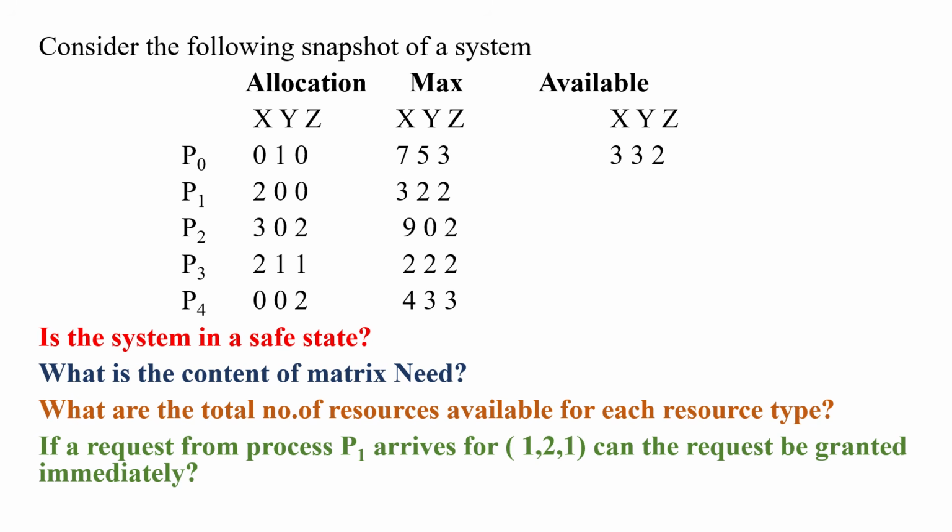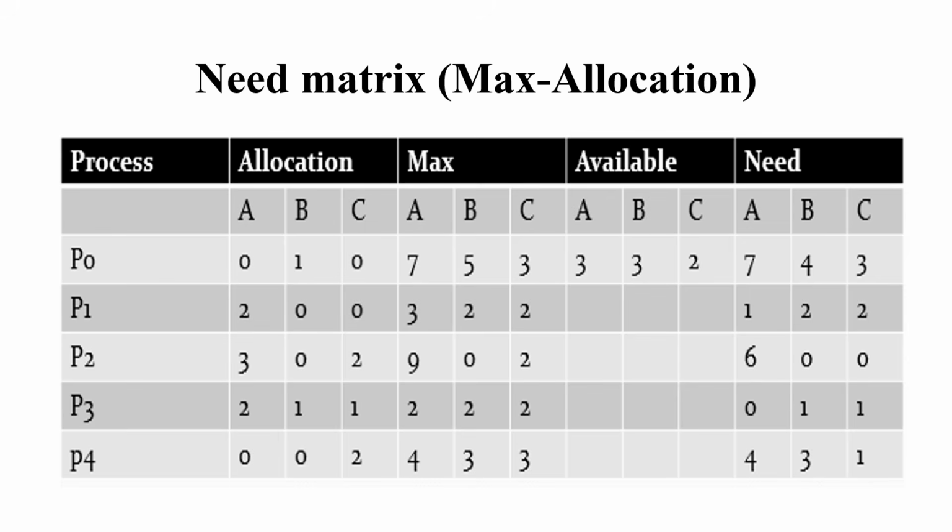Here we have 5 processes in total. First, we are going to find the need matrix. What would be the need matrix value? We have a formula: maximum minus allocation. So 7 minus 0 gives 7, 5 minus 1 gives 4, 3 minus 0 gives 3. In that way, we update the need matrix by subtracting the allocation value from the maximum value. So this is the formula for the need matrix, and this is the answer for that question.